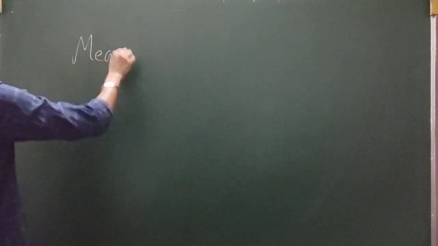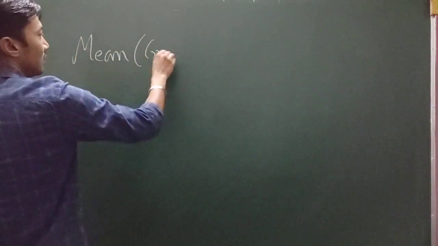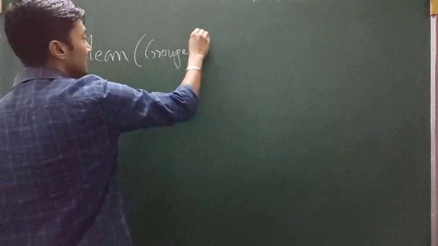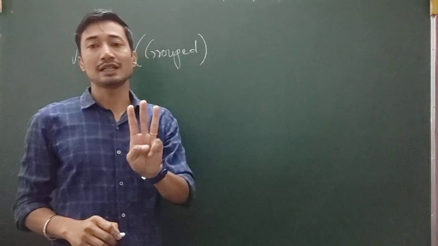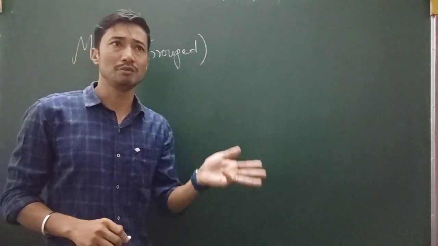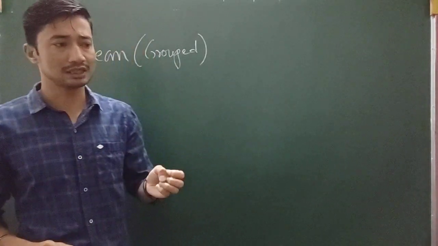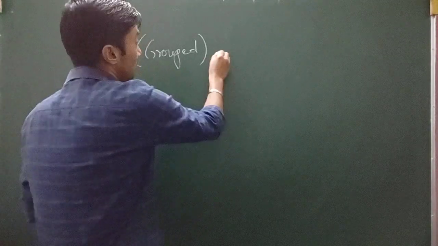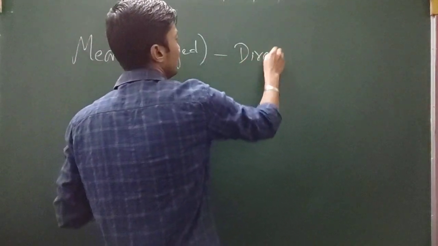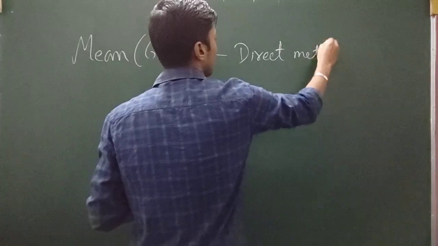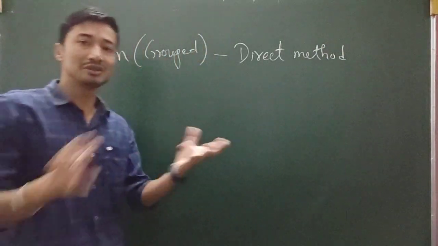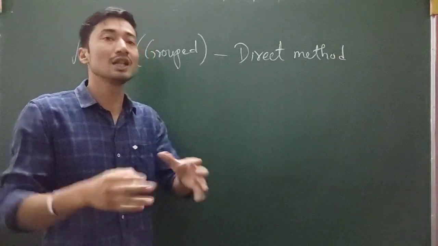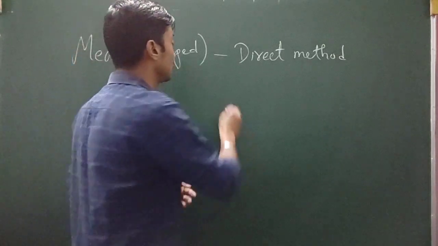So let's start with mean for grouped data. You will be learning 3 methods here in class 10 to find out the mean for grouped data. First one is direct method. This can be used even for ungrouped data also. Actually, any method can be used anywhere. It's just for our convenience, which one would be easier, something like that only.